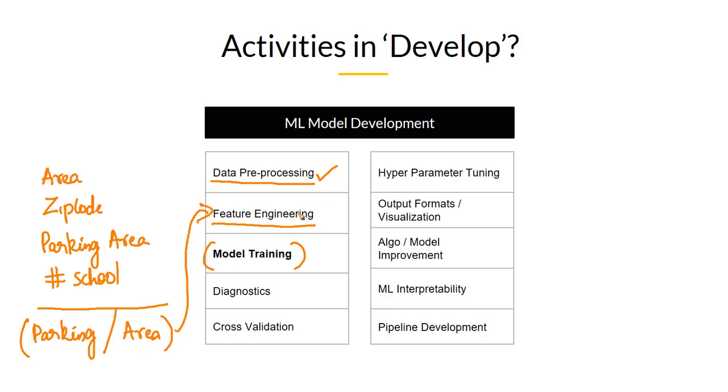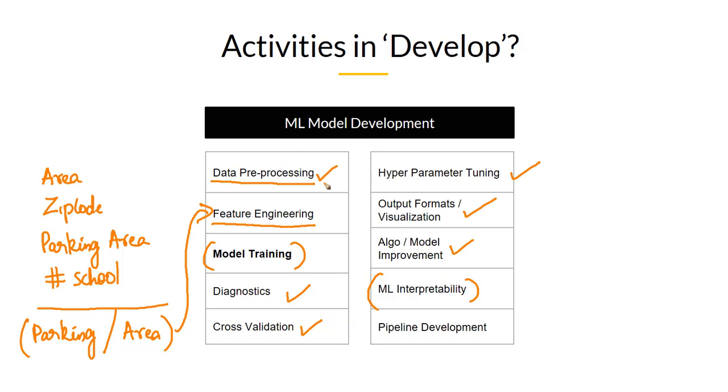So you prepare the data, you prepare new features, you train the model, you diagnose the model, you validate the model, how it performs on new data that it has not seen. Then you tune your model, format your outputs, then improve your algorithms also finally. Then after all this is done, you also want to interpret the output of your models. Now, so many steps are involved, right? So many different activities are involved.